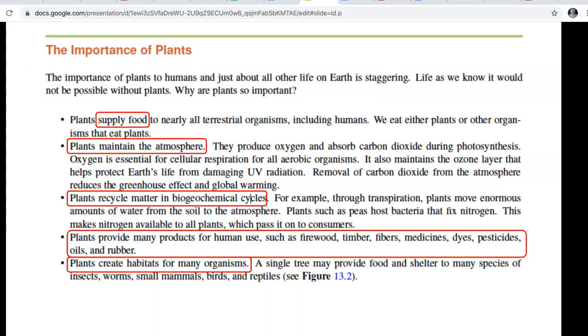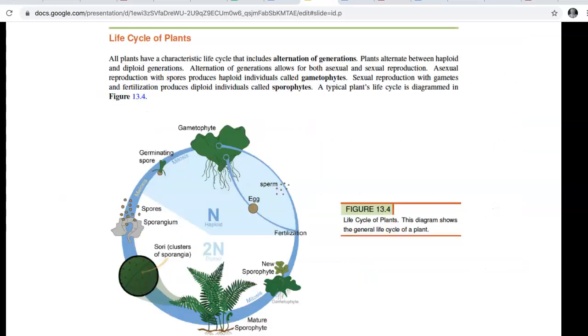Now, plants are super important. They supply food to us, as we just mentioned. They help maintain the atmosphere. They're putting out a lot of oxygen. They're also holding a lot of carbon from the atmosphere. Plants recycle matter in the biogeochemical cycles. We'll see that a little bit later. And plants provide many products for our use, such as firewood, timber, fibers, medicines, dyes, pesticides, etc. And they create habitats for many, many organisms.